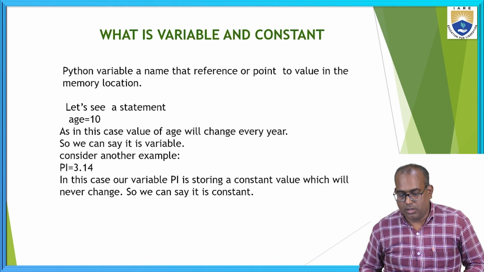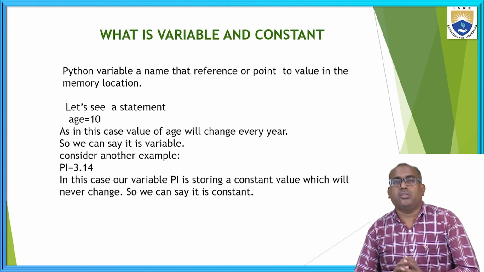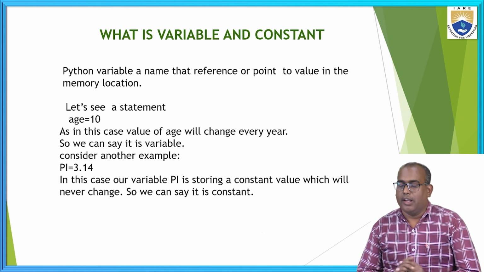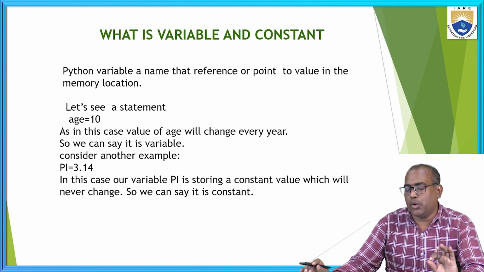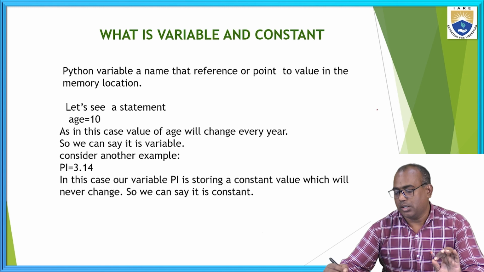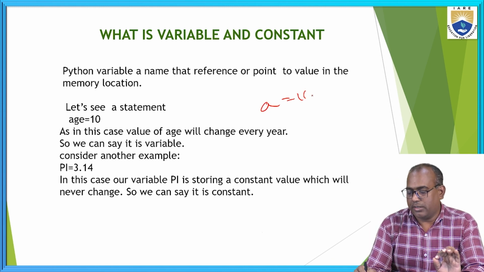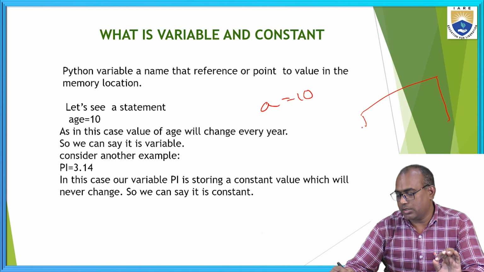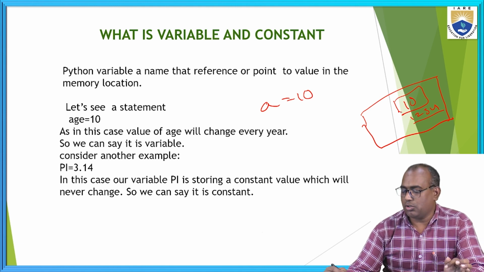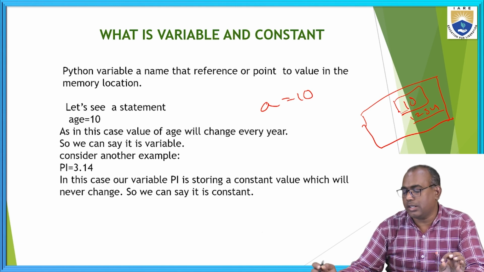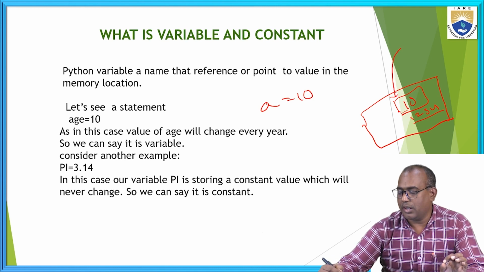Next, what are variables and constants? A variable is a name that refers to and points to a value in a memory location. Suppose a is equal to 10, meaning in some memory location that 10 is stored. Suppose 1, 2, 3, 4 is the memory location. At memory location 1, 2, 3, 4, the value is stored. We are pointing to and referencing that value with the help of the variable a.